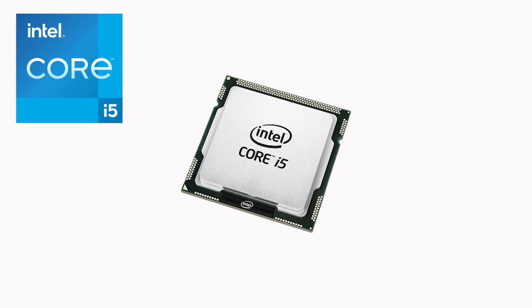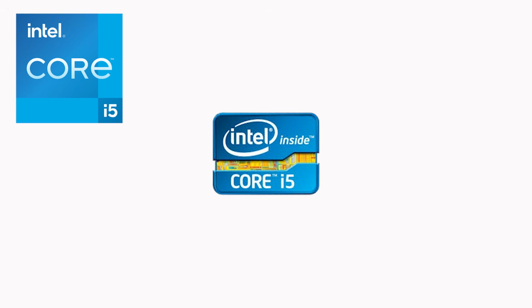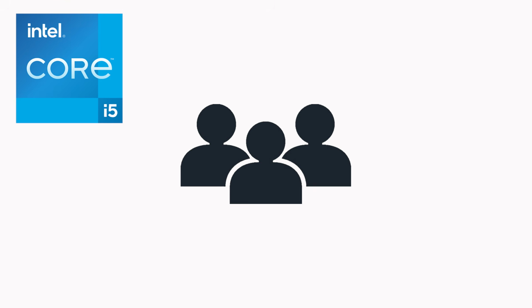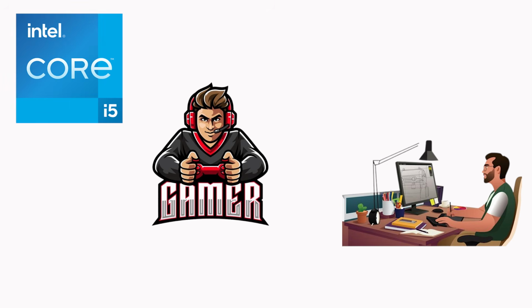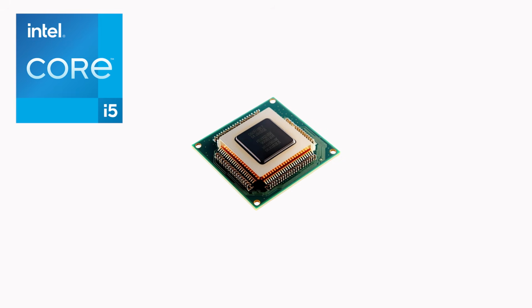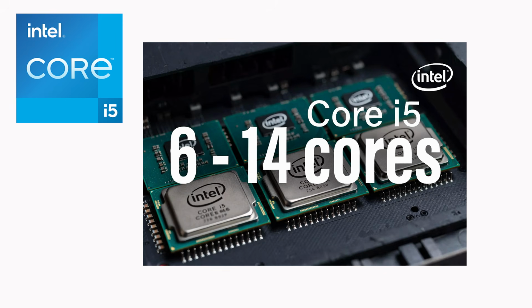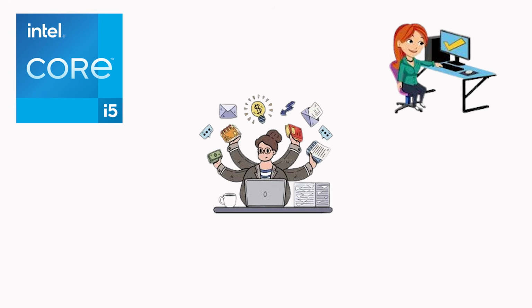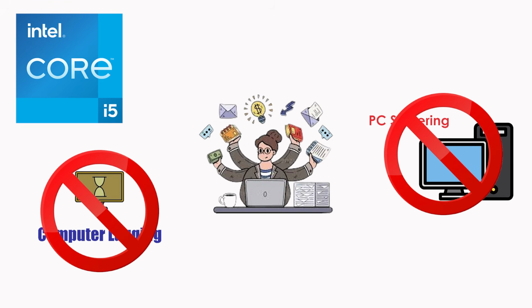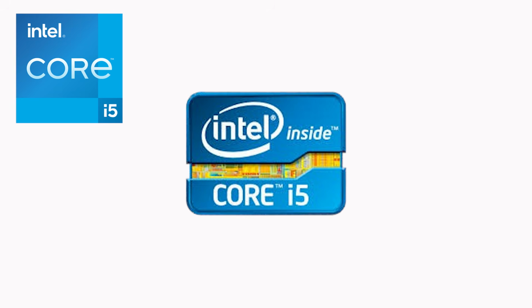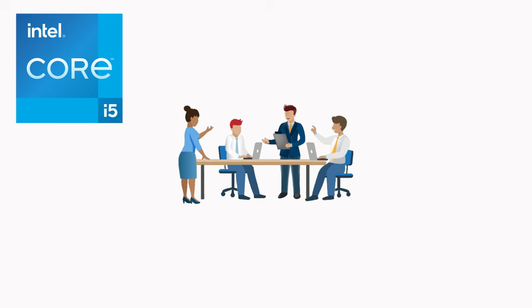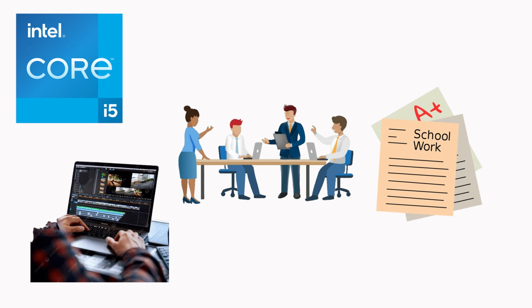Core i5. When we come to Core i5, it is Intel's mid-range processor. It's designed for people who want good performance for both work and gaming. Most Core i5 chips come with around 6 to 14 cores, which makes them much more powerful than Core i3. This means they can handle many tasks at the same time without slowing down. So, Core i5 is great for gaming, programming, video editing, office work, school tasks, and heavy multitasking.